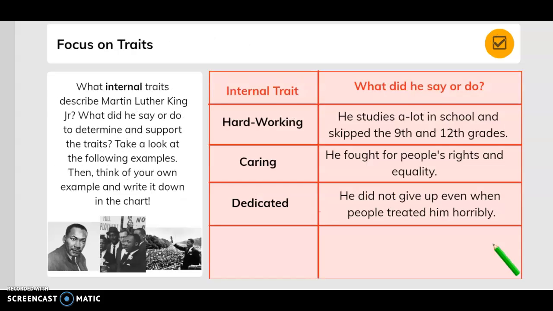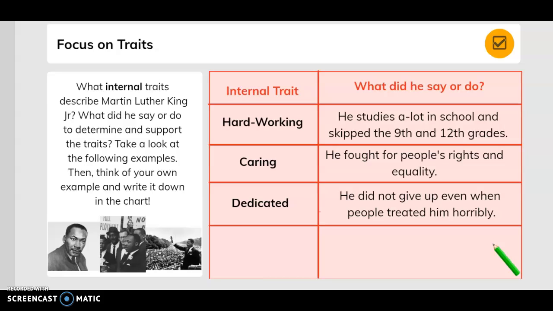Focus on traits. What internal traits describe Martin Luther King Jr.? What did he say or do to determine and support the traits? Take a look at the following examples. Then think of your own example and write it down in the chart.